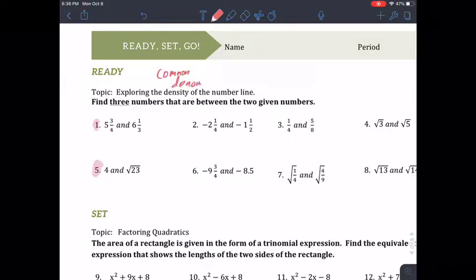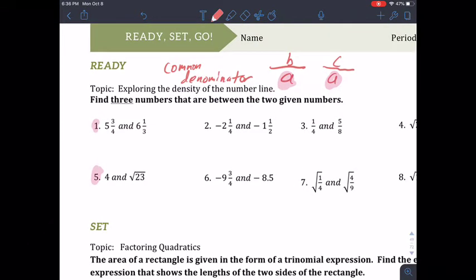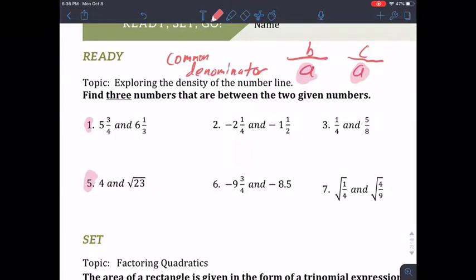Common denominator. All that means is that the number at the bottom should be the same number, whatever this is. Those aren't zeros. So let's say this is b over a and this is c over a. These should be the same thing, same number. So notice how in these I have 3/4 and 6 and a third. So I'm going to convert these into mixed numbers.